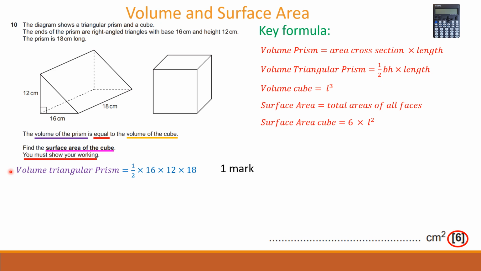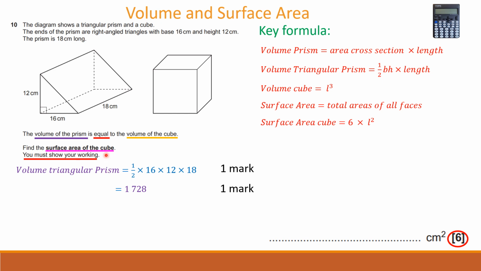Now if you just write down that formula, that will give you 1 mark. I said you're allowed a calculator on here, so you can type in a half times 16 times 12 times 18, or you can type in 0.5 if you prefer, rather than using the fraction button and typing in the half. Press equals and you'll get 1,728 for 1 mark. So we've got 2 marks so far just for working out the volume of this prism.